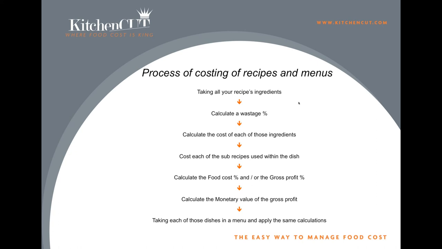And then it's the cost of each of the sub recipes which are in the dish as well. So if you've got a sauce or a particular product you want to add to it, or it's a combination of sub recipes that make up one particular dish, they all need to be individually costed.